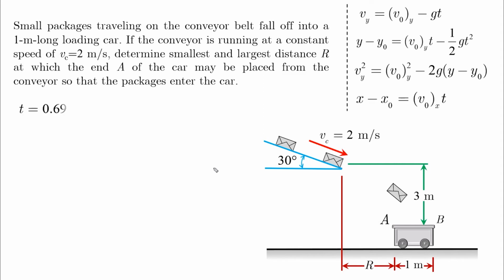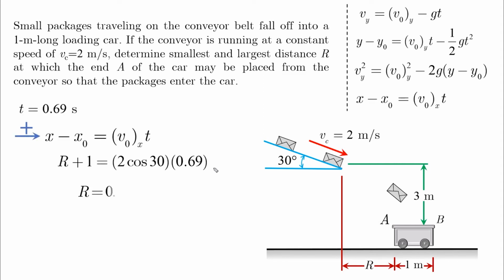And now we can use the horizontal equation to find this value of r. But what is the smallest and largest distance r, at which the end A of the car may be placed from the conveyor so that the packages enter the car? Well, the solution we just found assumes that the total horizontal distance covered is r plus 1. And this means the package will enter at this end of the loading car.